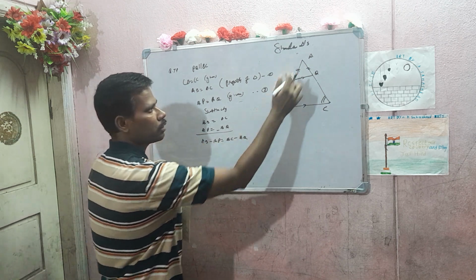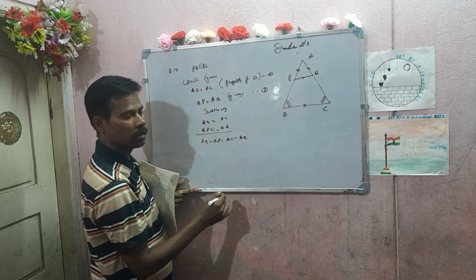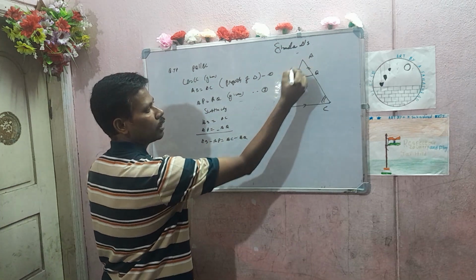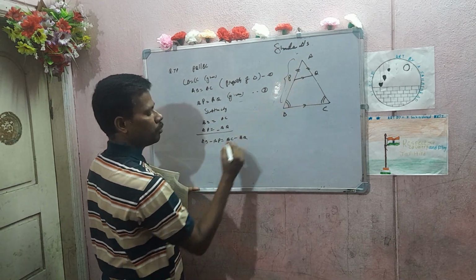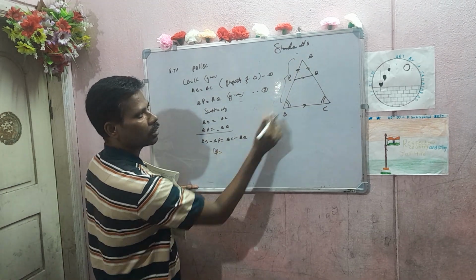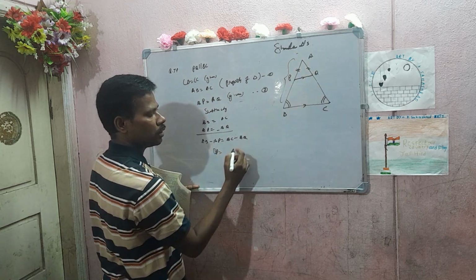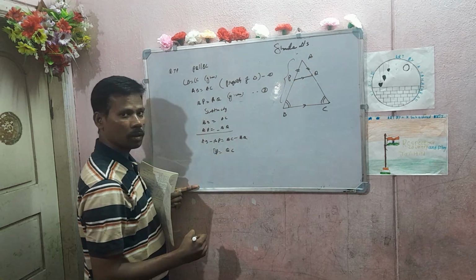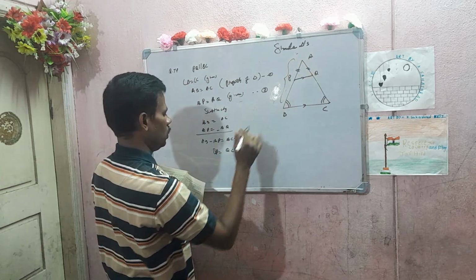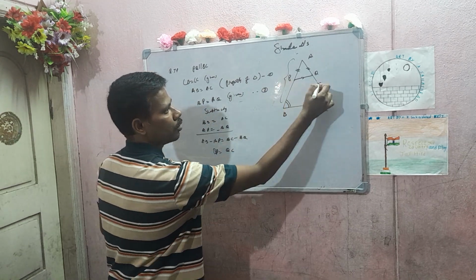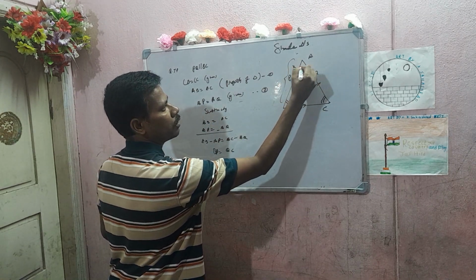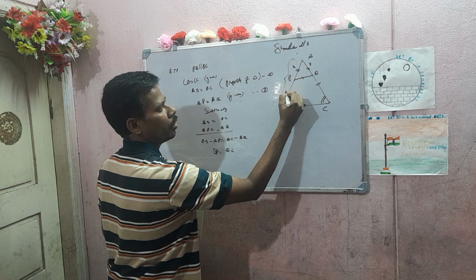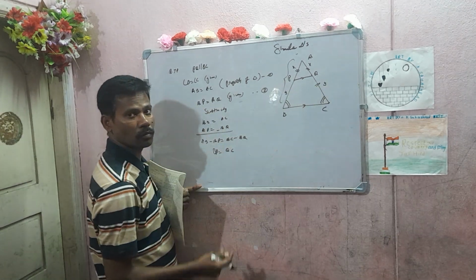What is AB minus AP? Full length minus this one is nothing but BP, and here also full length minus this one is nothing but QC. So BP is equal to QC. We have proved that this is equal to this one.